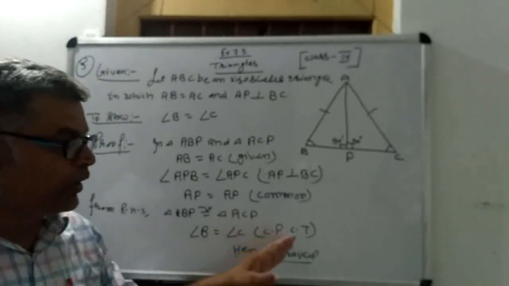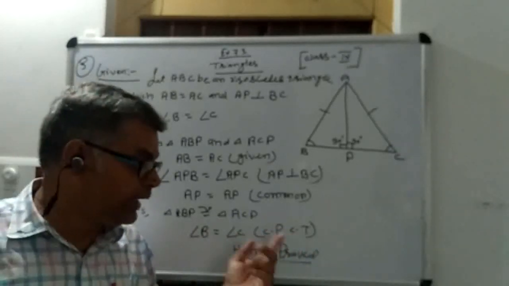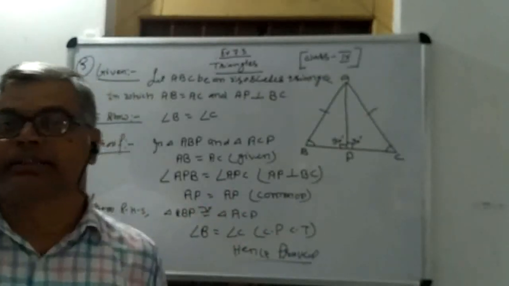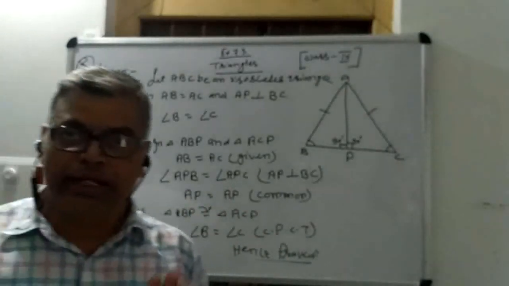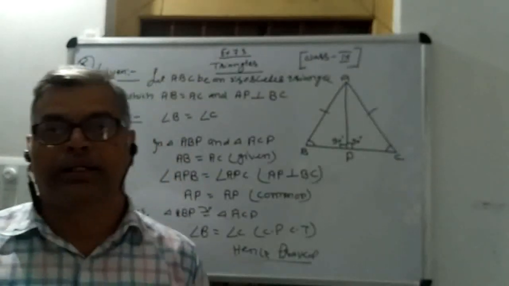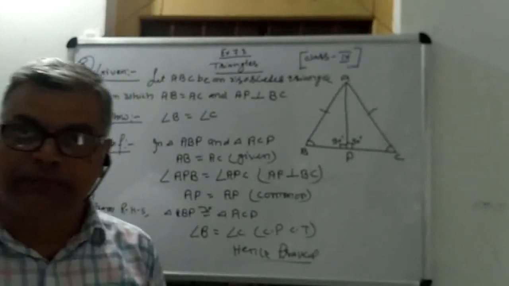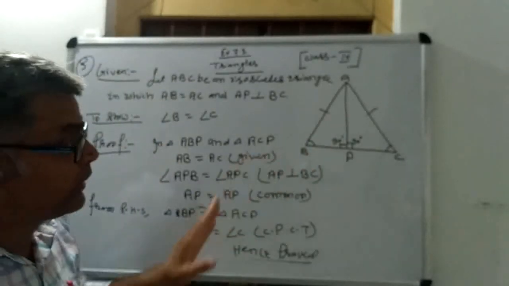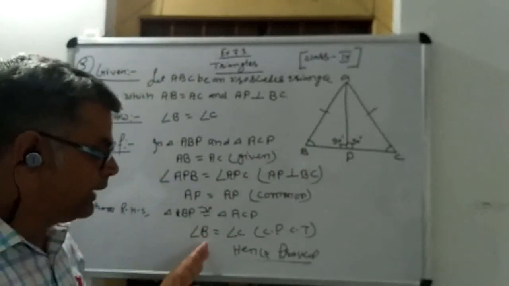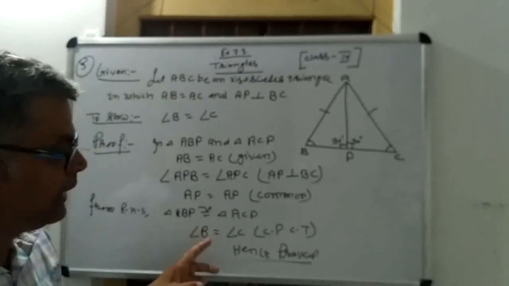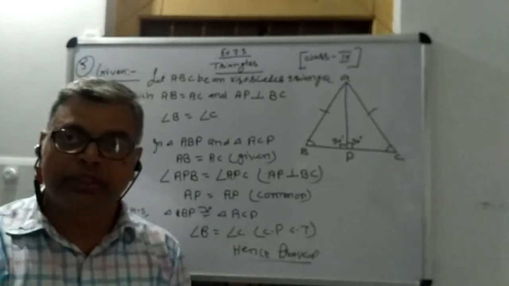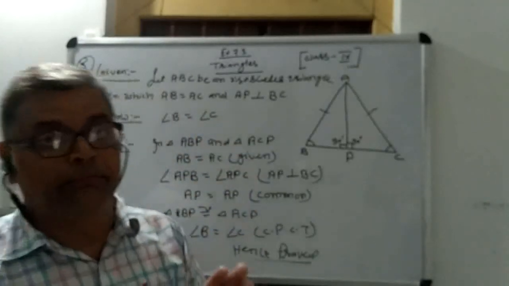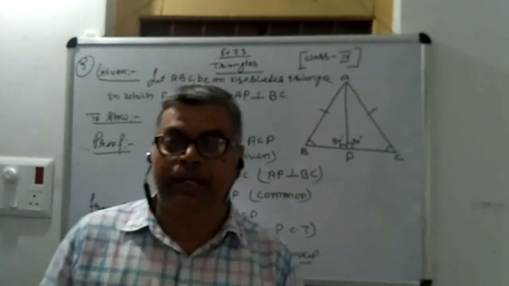So by the property of CPCT, as you know, CPCT means corresponding parts of congruent triangles. It means when two triangles become congruent, then all their corresponding parts are equal. So by making these two triangles congruent, we can see that their corresponding parts B and C become equal. So in this way, your exercise 7.3 is finished here.